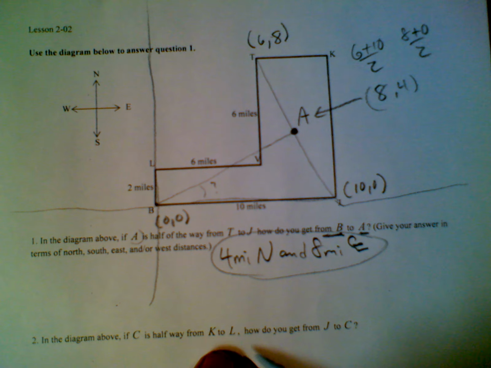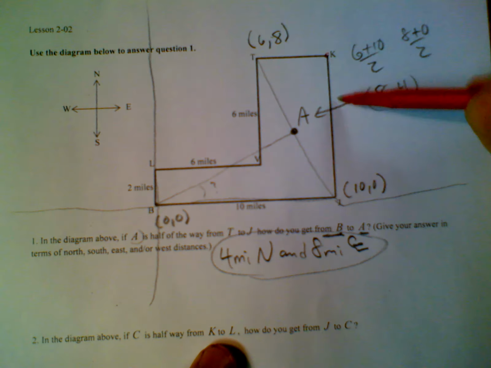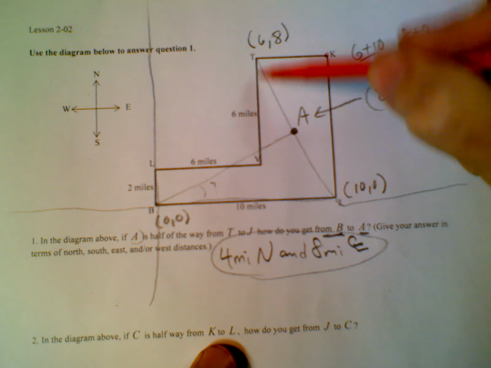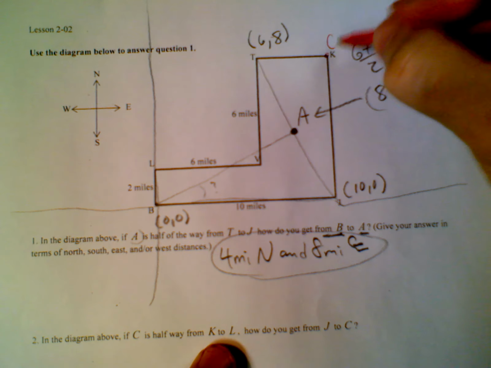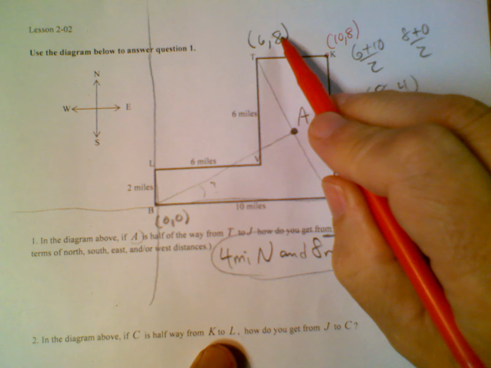Same thing, I'm going to switch to a red pen here and do this problem here just so you can see my work in red. C is halfway from K to L. Well, where's K? It's here. I need coordinates for that. 10 miles to the right of the origin. And how tall is this? Well, it's 2 miles up and 6 miles up. That's a total of 8. So 10, 8. Of course, this y coordinate, 8, should be the same as that y coordinate, 8.